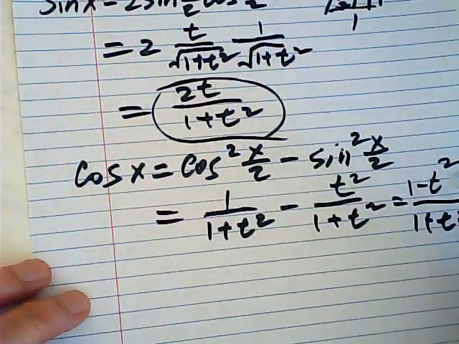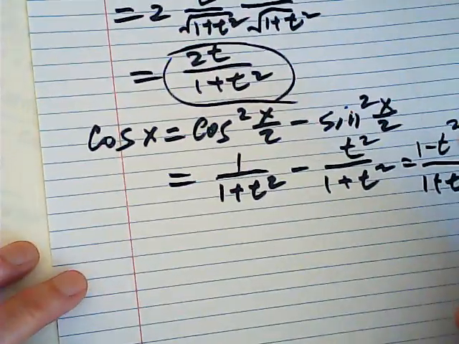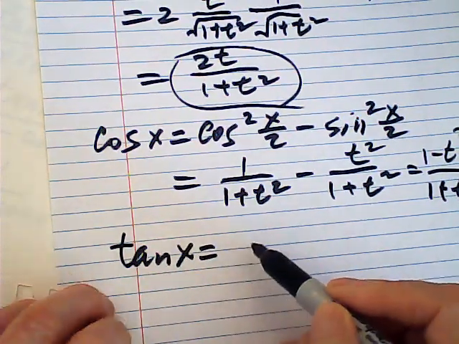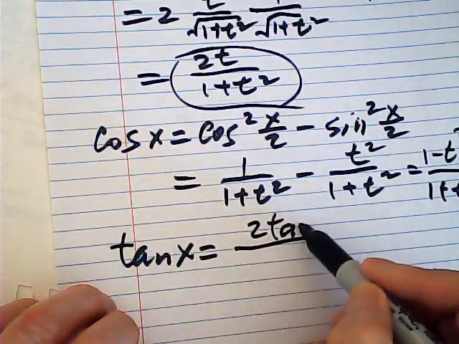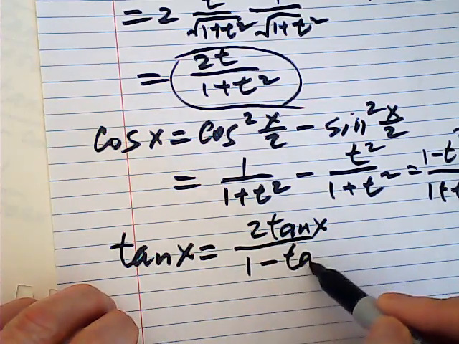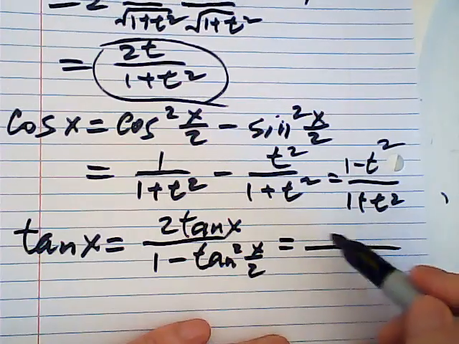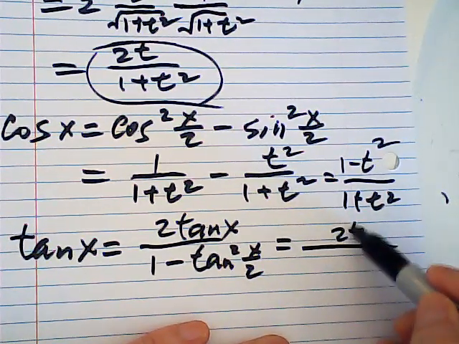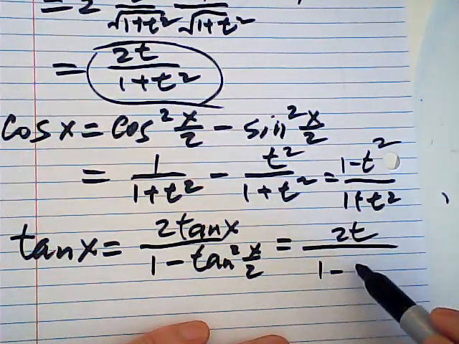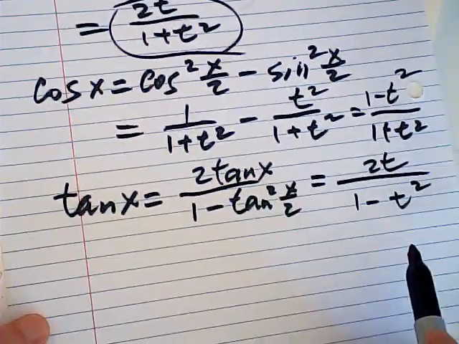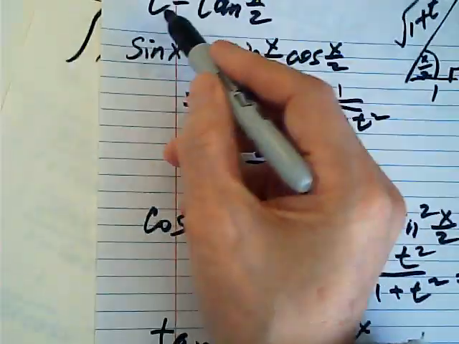Now then, how do we get tangent? Tangent x is equal to 2 tangent half x over 1 minus tangent squared half of x. So this is equal to 2t over 1 minus t squared. See?